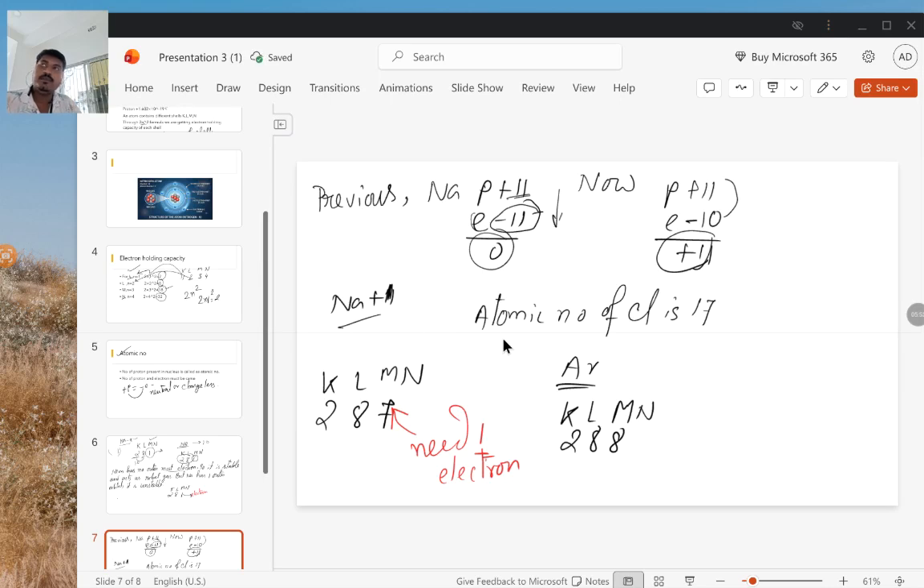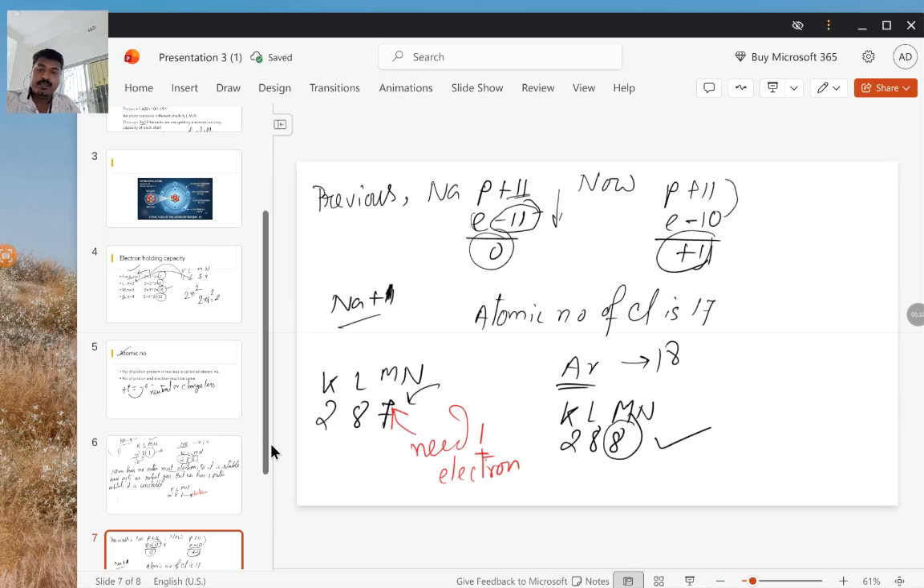In a similar way, the atomic number of chlorine is 17. We can write 2, 8, 7. But argon has atomic number 18. We can write 2, 8, 8. Clear now? The outermost orbital contains 8 electrons. That is the most stable structure, so it becomes a noble gas. Chlorine has to act like argon, so it will gain 1 electron.